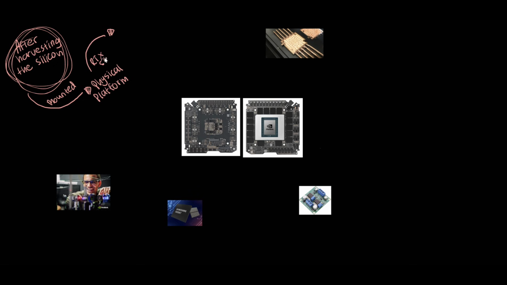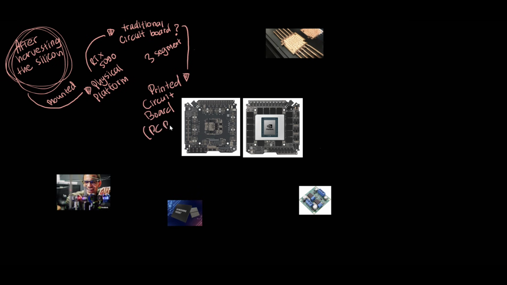Once the silicon is harvested, it must be mounted onto a physical platform that can support its immense requirements. And for the RTX 5090, this meant completely rethinking the traditional circuit board. NVIDIA engineered an unorthodox 3-piece printed circuit board, or PCB, a modular design that physically splits the board into sections to optimize signal integrity and allow air to flow through the card more effectively.